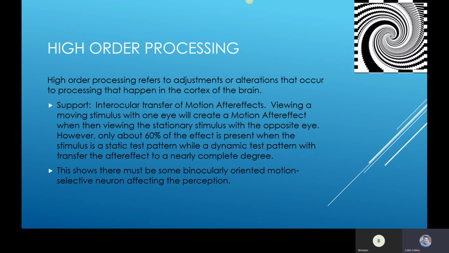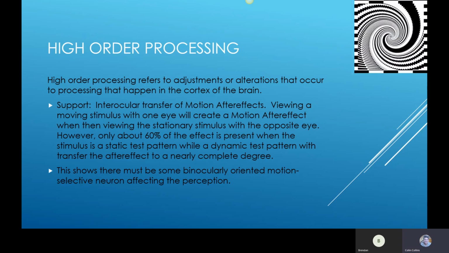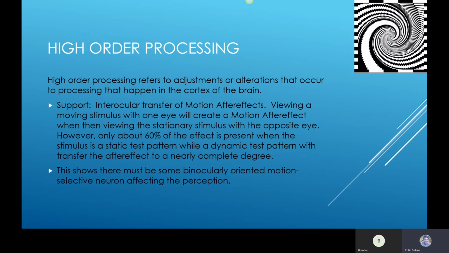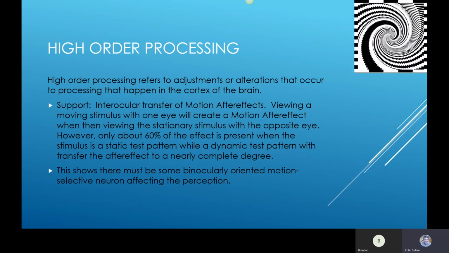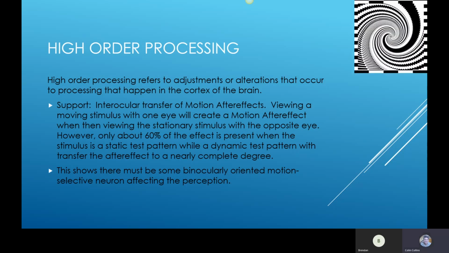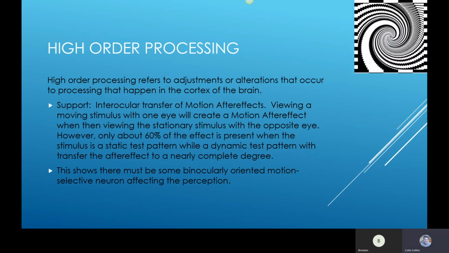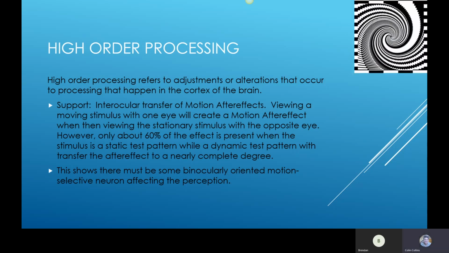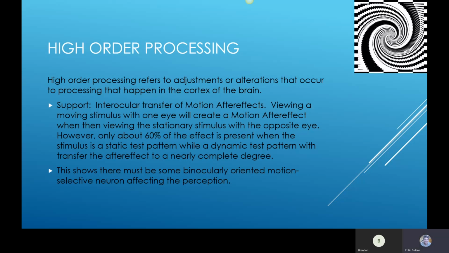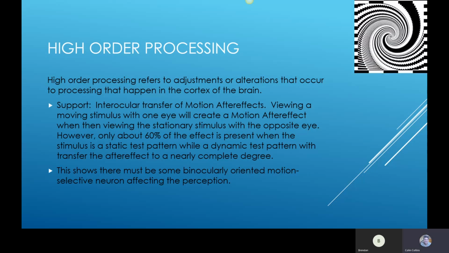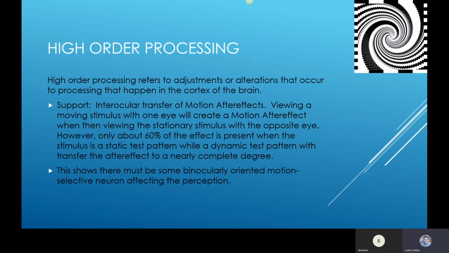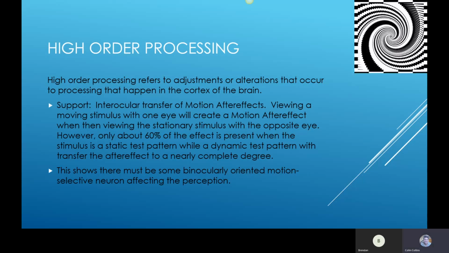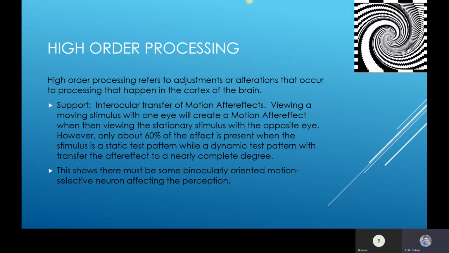So viewing a moving stimulus with one eye will create the motion after effect when viewing the stationary stimulus with the opposite eye. So you view the moving stimulus with your left eye, right eye closed, and then you switch. So your left eye would be closed and your right eye would be open, and the effect would transfer over. So only 60% of the effect, however, is present when the stimulus is a static test pattern. So a static test pattern would be what I showed you earlier with the spiral. The image itself isn't changing, it's just being rotated.